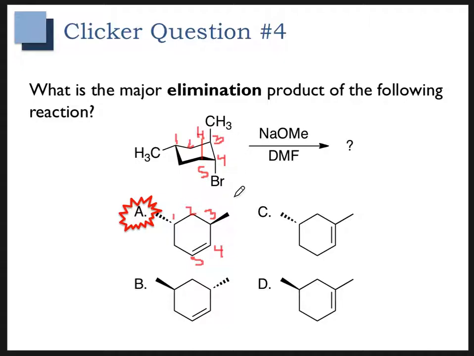That hydrogen is the one that's pulled off. So the double bond is going to end up being between carbons 4 and 5. At position 3, you have an up methyl group. So this is the up methyl group here at position 3. And at position 1, you have a down methyl group. So that's what's happening over here at position 1. That's why A is the correct answer.